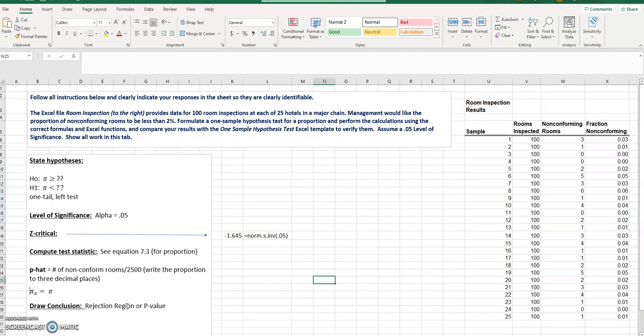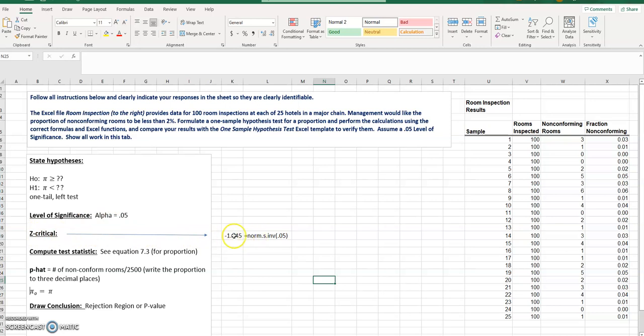So I hope that's helpful. What I typically say about hypothesis testing is that the most challenging part is right here: setting up your hypotheses and understanding how you will reject the null hypothesis if the data is statistically significant. The level of significance is important because that helps you set up and find your z critical value.